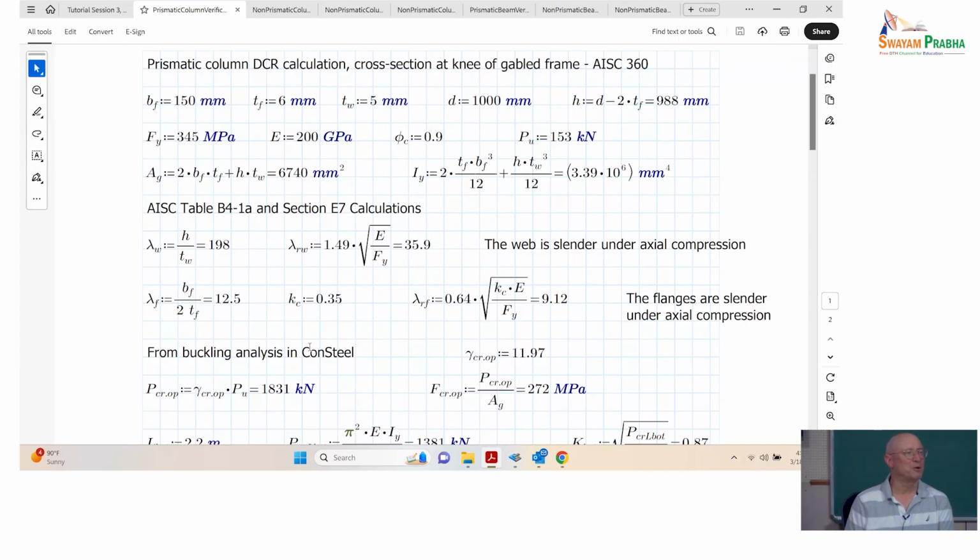Anybody else? Okay, good. If it's non-slender, it means it can be a stub column, and we can take it all the way up to yield, and we don't really have to worry about any reduction in strength from local buckling. If it's slender, it means that we're not going to be able to do that.